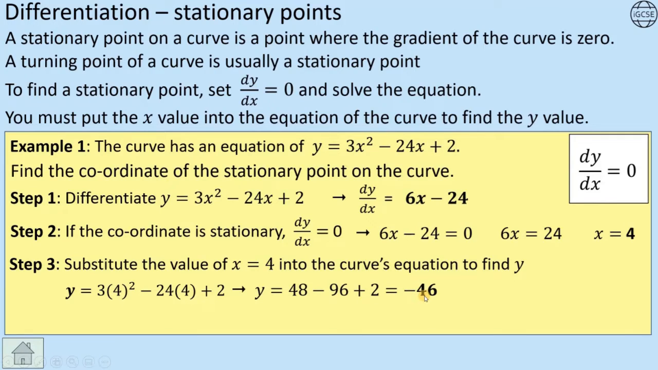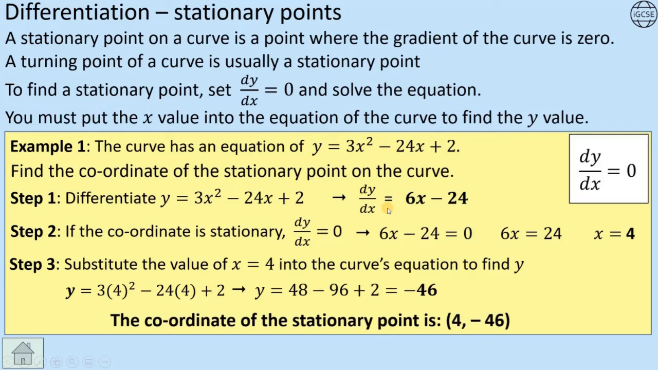So our coordinate of the stationary point, and it clearly is only 1, because it's a quadratic, and it obviously takes that shape, is going to be (4, minus 46). So that is the coordinate of our stationary point.